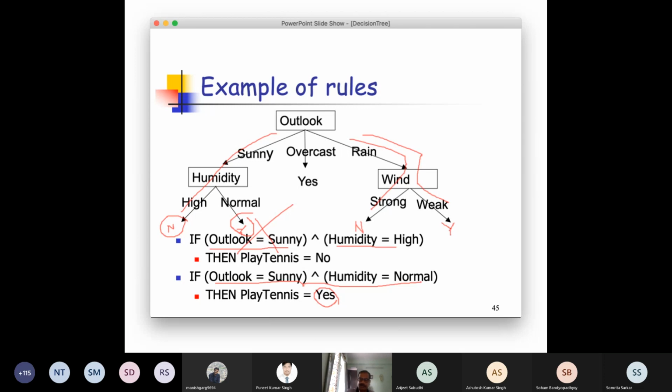Because your decision tree also has no contradiction. And if none of the rules is satisfied, then you do not have any decision in that regard. That is also a situation, as you can see.